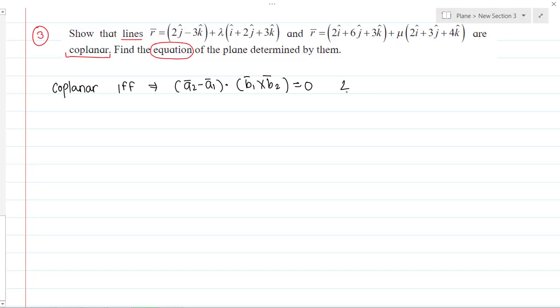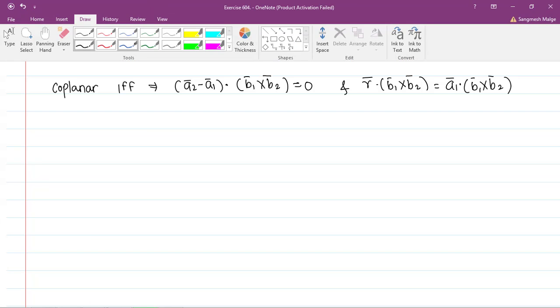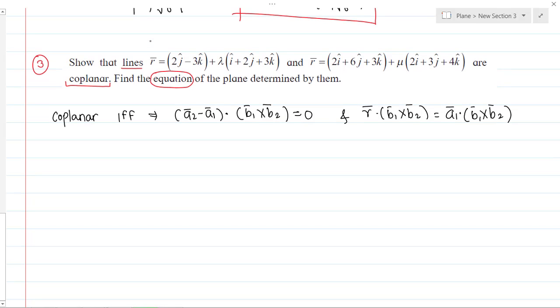And the equation of the plane is r bar dot (b1 bar cross b2 bar) equals a1 bar dot (b1 bar cross b2 bar). I have explained in detail how this formula comes. Now let's first prove these two lines are coplanar. Comparing with the standard equation, this is a1 bar, this is b1 bar, this is a2 bar, and this is b2 bar.